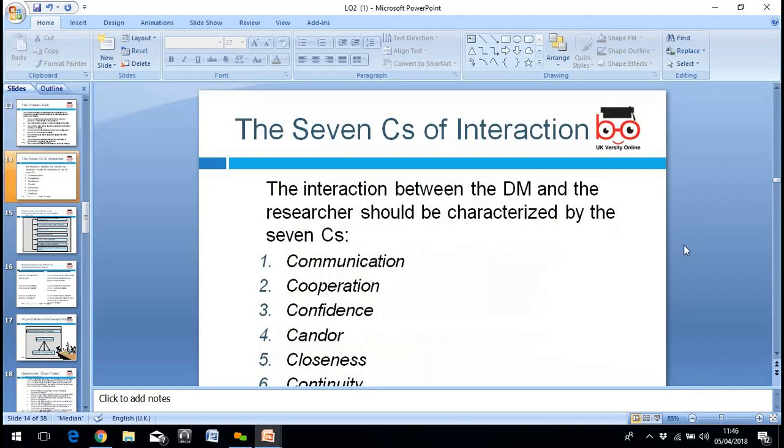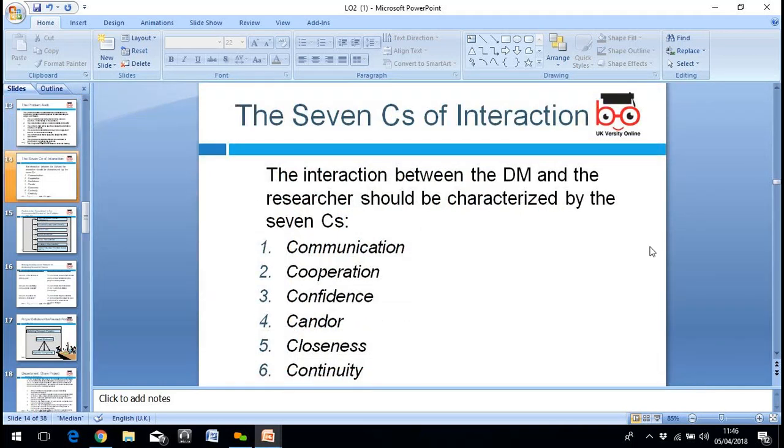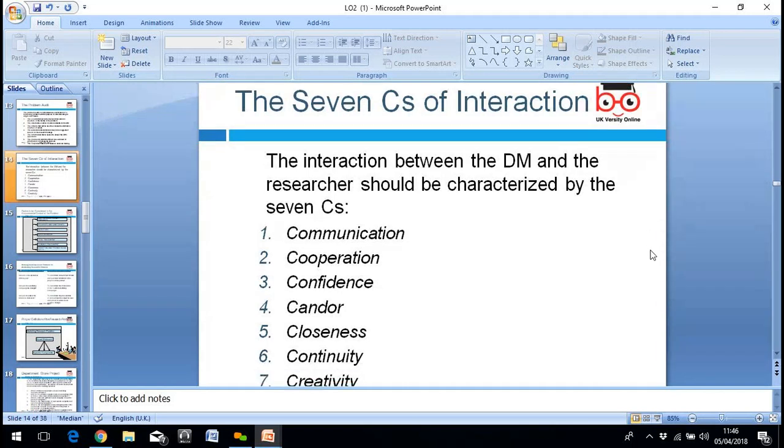These are the 7 C's of interaction. So when you're doing research, you need good communication. You need to get the cooperation of the people involved and gain their confidence. You must be honest, and you must have a closeness to them to find out exactly what they want or what they need.